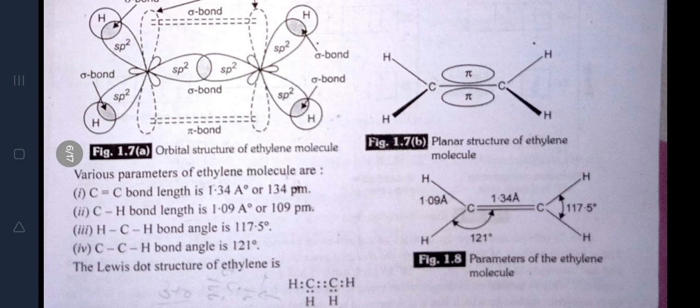Various parameters of the ethylene molecule are as follows. The carbon-carbon double bond length is 1.34 angstroms or 134 picometers. The carbon-hydrogen bond length is 1.09 angstroms or 109 picometers. The hydrogen-carbon-hydrogen bond angle is 107.5 degrees. The carbon-carbon-hydrogen bond angle is 121 degrees.